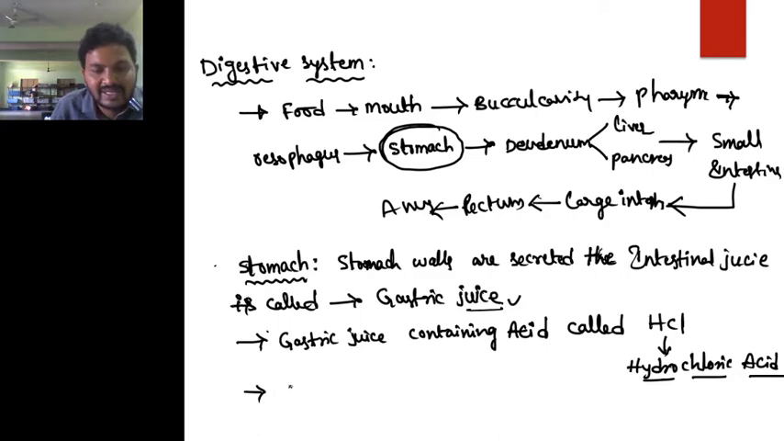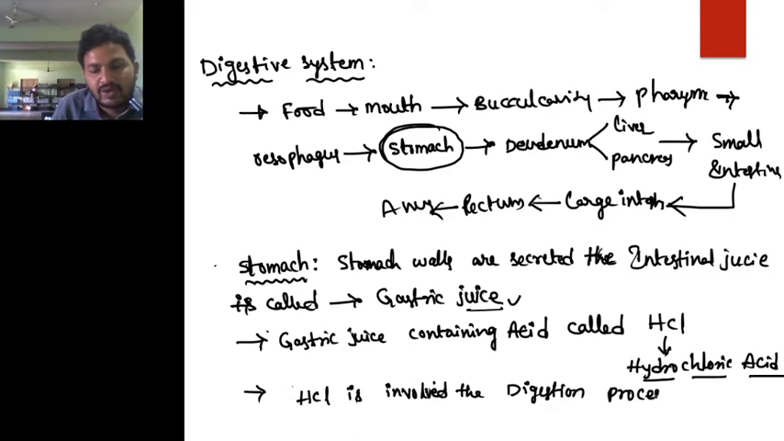So the HCl is one of the acids. It is contained in the gastric juice. The gastric juice is secreted by the stomach walls. What is the main role of HCl in our stomach? The HCl acid is involved in the digestion process.